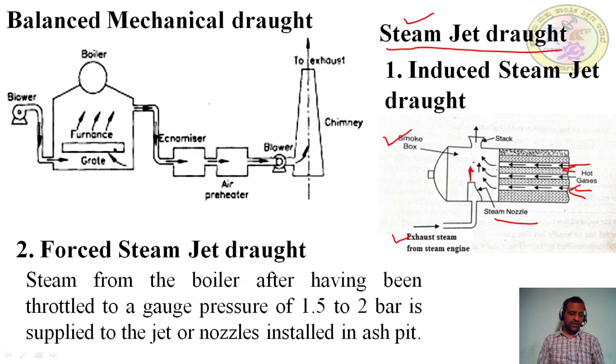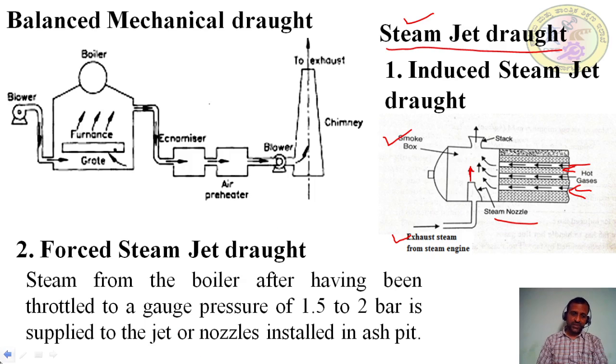So in this case, exhaust steam, right? In an induced steam jet draught, exhaust steam from a non-condensing steam engine is used for producing the draught, and it is used generally in locomotive boilers. Here, the exhaust steam from the engine cylinder is discharged through a blast pipe placed at the smoke box and below the chimney. That is shown in the figure here. So this is how the induced steam jet works.